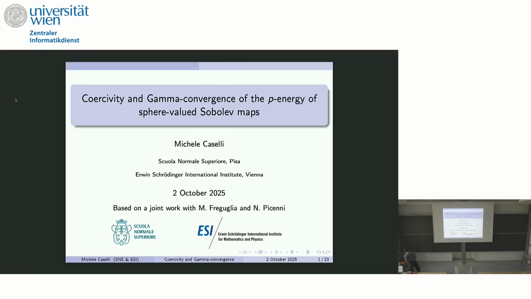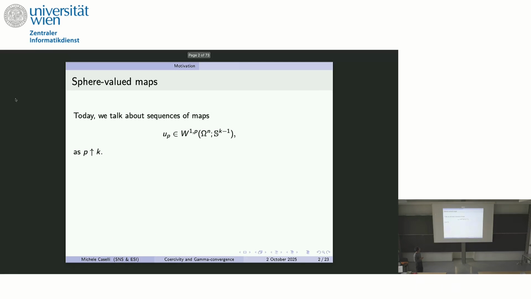Let me start. So today we always talk about Sobolev maps that go from an n-dimensional domain to a k-dimensional sphere. So you can imagine that U has k components, so it goes in R^k and has modulus 1 almost everywhere. And in particular, we are interested in the limit as p, the exponent of the space, tends to k.